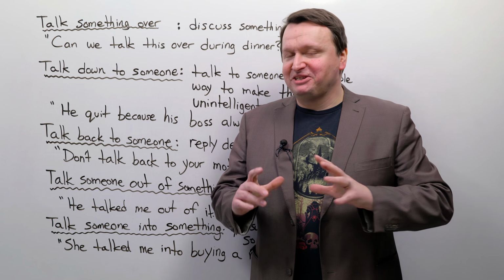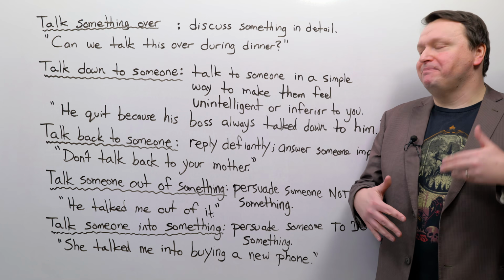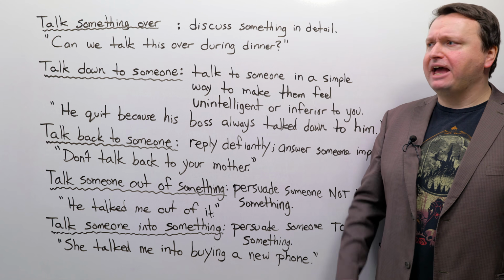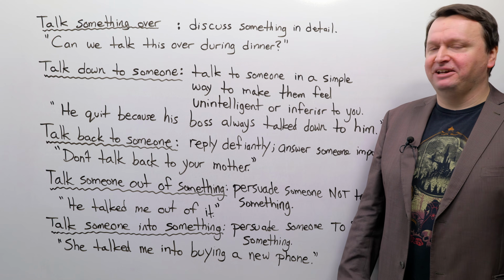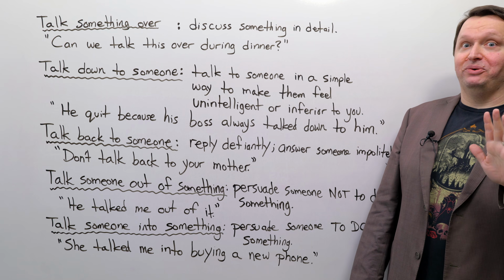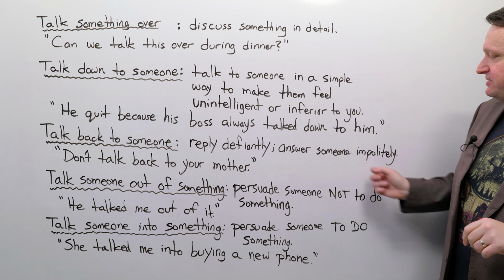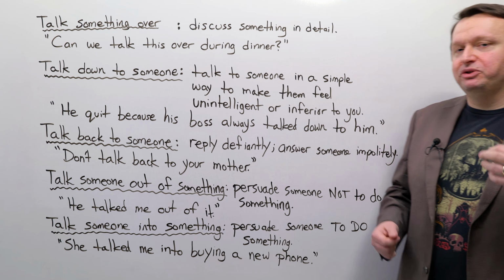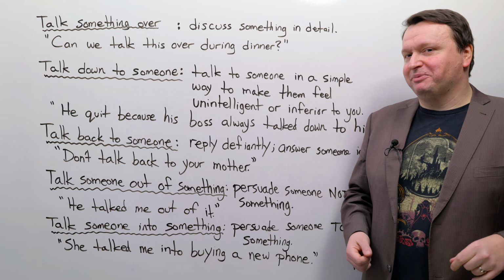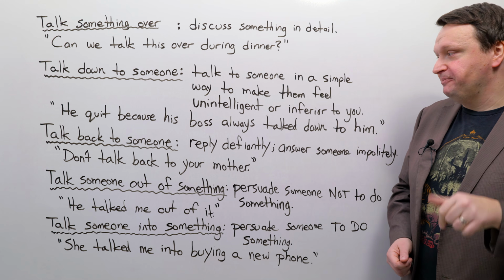Next, to talk back to someone. This is usually what young children do to their parents. So if you talk back to someone, you reply defiantly. Like, hey, you can't say that to me. Or, hey, my sister did that. Why are you mad at me? Whoa, that's a very angry response. So when you answer someone impolitely, when you reply defiantly, when you question what the person is saying to you, you talk back to them.